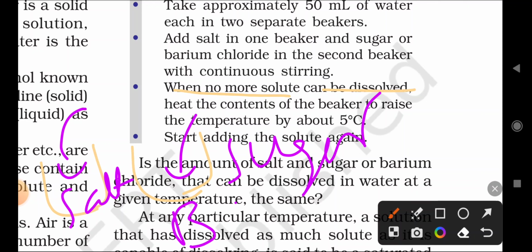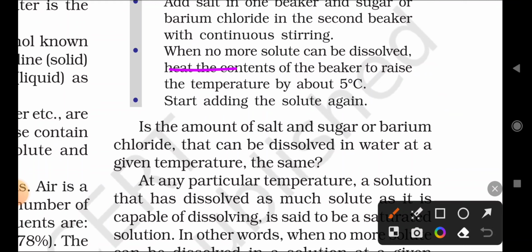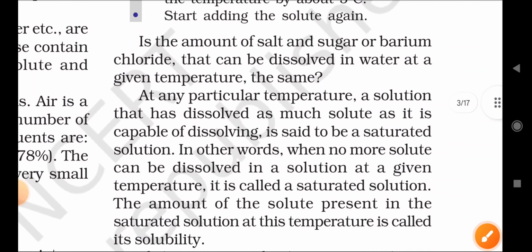What is the formula of barium chloride? BaCl2. If in these two containers the salt or the barium chloride or sugar is not dissolving, then you have to give heat to these two beakers. Heat the contents of the beaker and raise the temperature by about 5 degrees Celsius, and start adding the solute again.